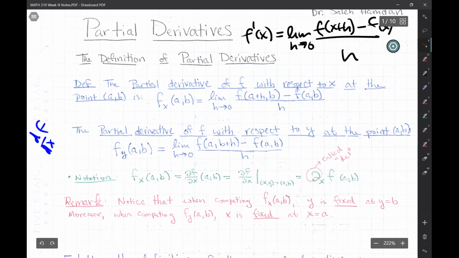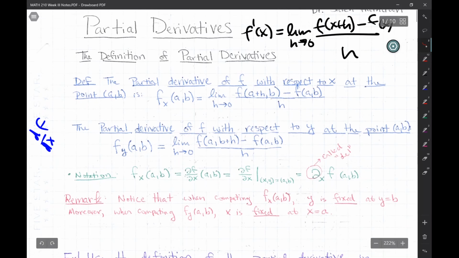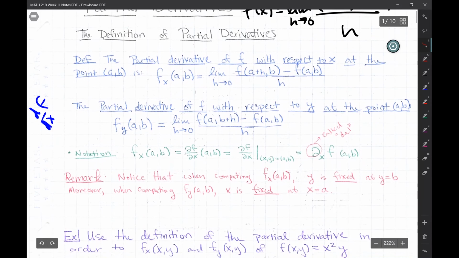And here, once more, it's worth emphasizing that as you take the partial derivative with respect to x, y stays fixed at b. And as you take the partial derivative with respect to y, x stays fixed. I emphasize this because it's going to help us a lot when actually taking derivatives with respect to the x or y variable.